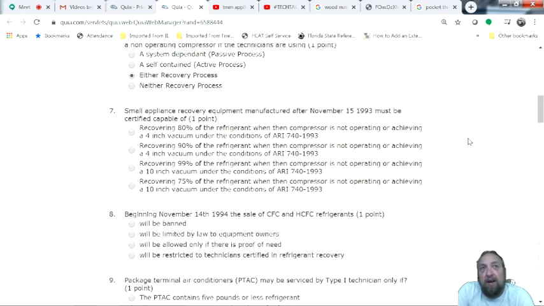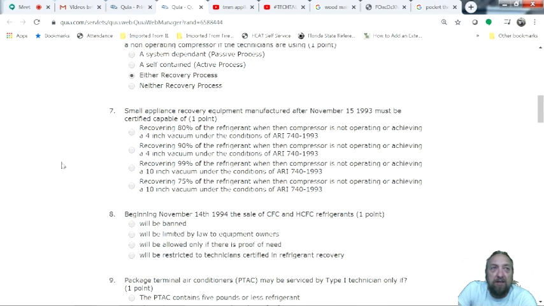Okay, small appliance recovery equipment manufactured after November 15, 1993 must be certified capable of what? The key word that we look for in this question, don't even kill yourself, is that we look for not operating compressor. And then we also look for the date, before or after. Before November 15, 1993, it's always 80%, whether or not the compressor is working. After, it's 80 with an inoperative compressor and 90 with an operative compressor.